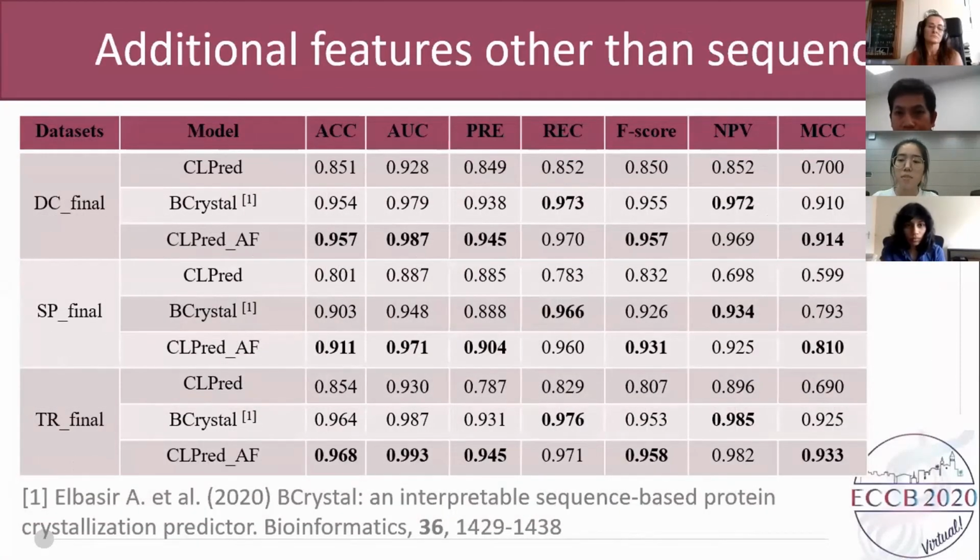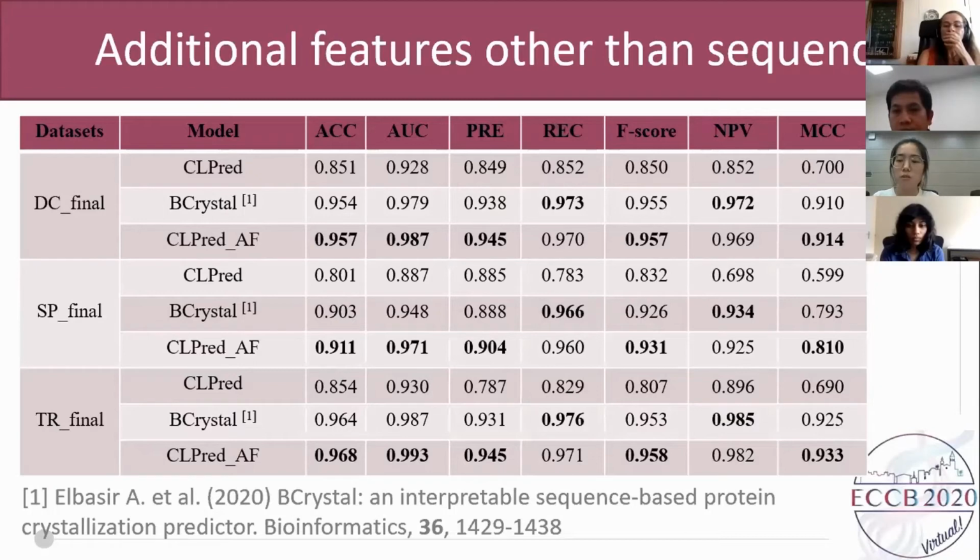Crystallization prediction can be further improved when including additional features such as evolutionary information and predicted protein properties such as secondary structure, flexibility, structure motif, and solvent accessibility. Recently, BCrystal used pre-extracted evolutionary, structural, physical, and chemical characteristics as additional features and employed attention to predict the protein crystallization propensity, which has shown significant performance enhancement. These features can also be used in our framework.